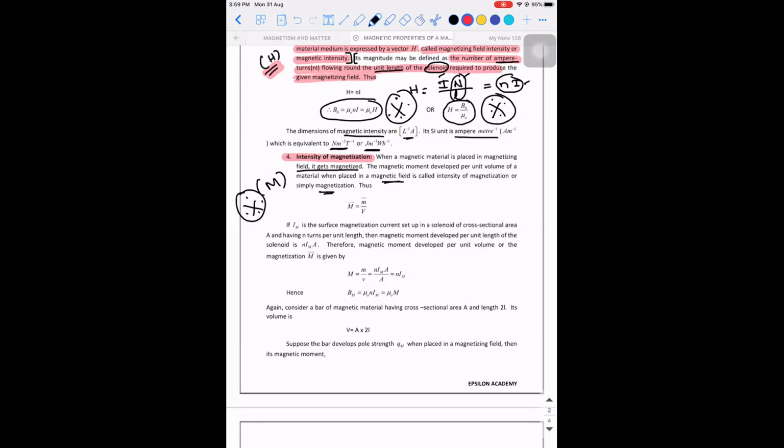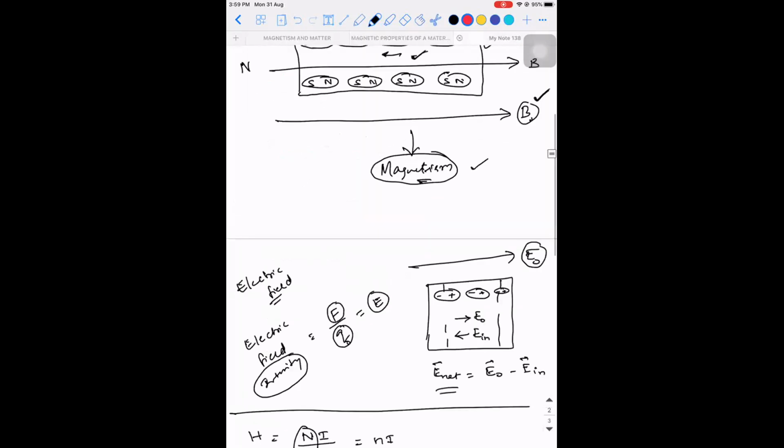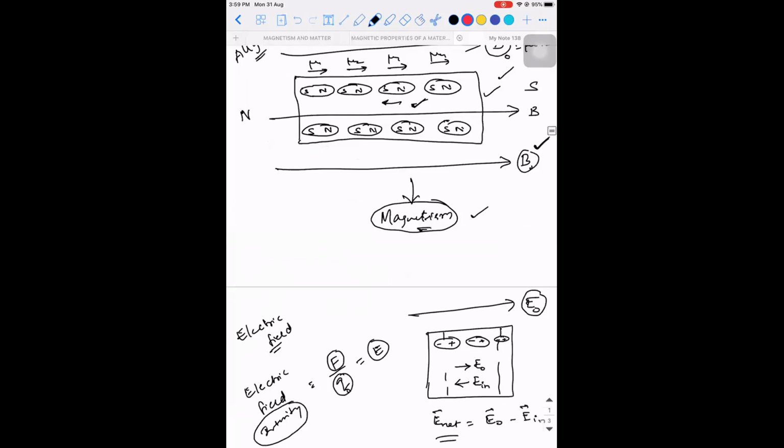So this I have explained in the previous class. There is a dipole moment that is getting created. If you take a unit volume of the substance, then magnetization is defined as the amount of magnetic dipole moment that is getting created divided by the volume. Or you can say the magnetic dipole moment per unit volume is what is called magnetization. This will tell you about the extent to which a material has got magnetized.